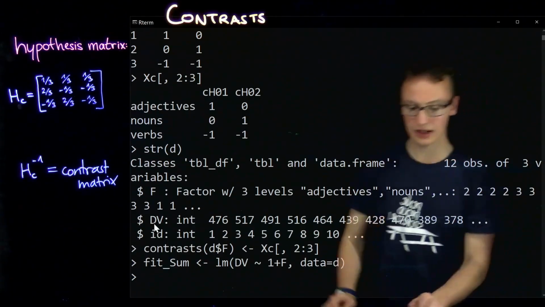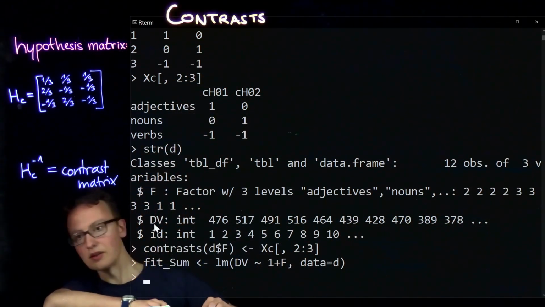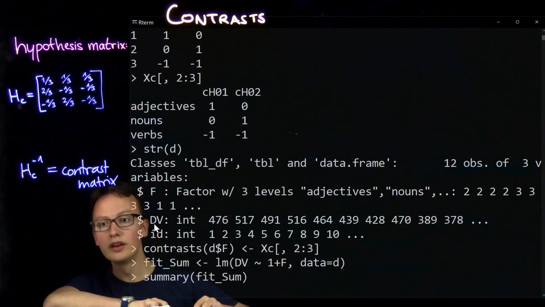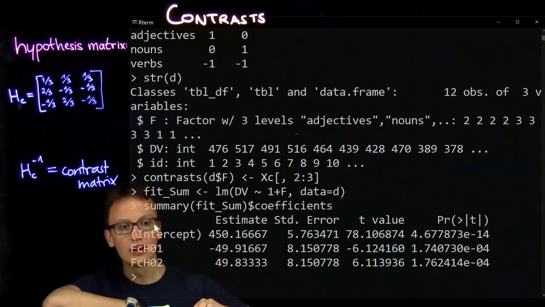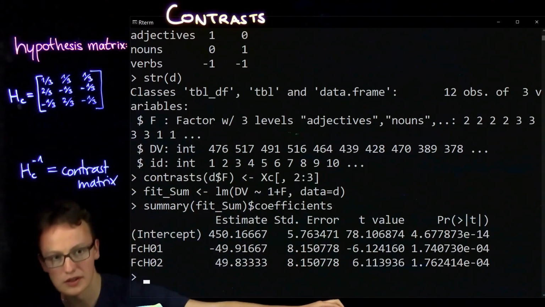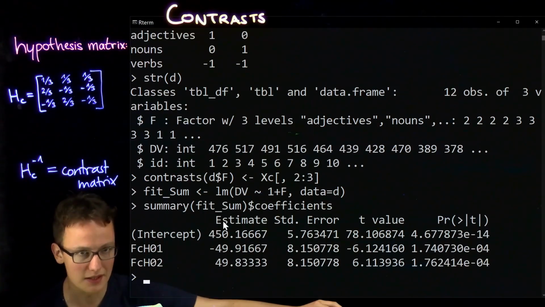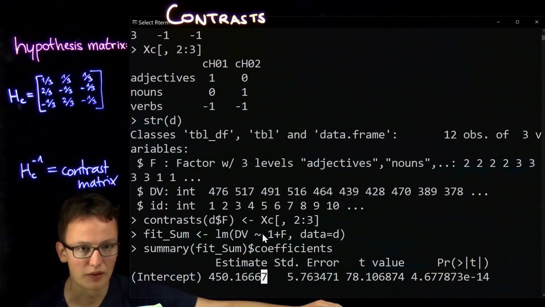And now if I extract the coefficients from this, I can see the result of that. So to keep it a bit short, I'll just say summary fit sum, and then just $coefficients. And here we see basically the summary of the coefficients of fitting this linear regression. So the intercept, which represents the grand mean, as in sum coding is typically the case, right? That is 450 milliseconds, I guess, if we think of the dv as representing reading times.